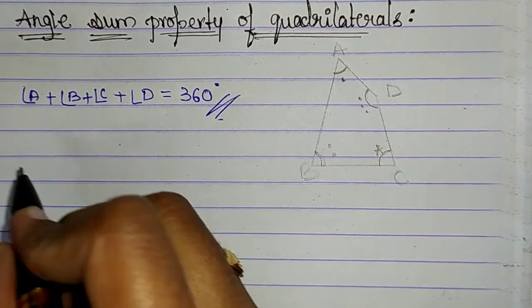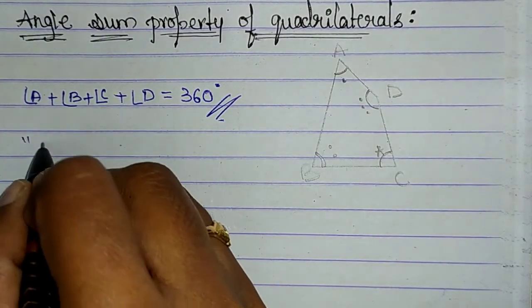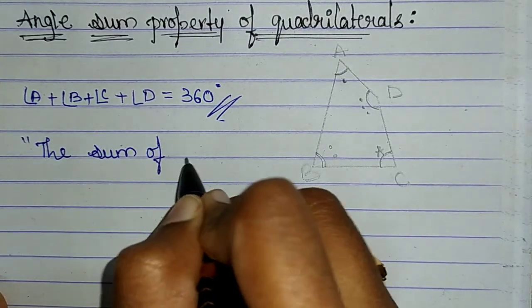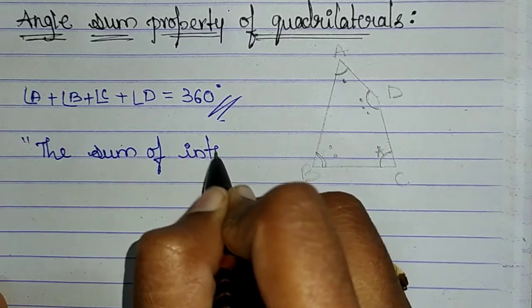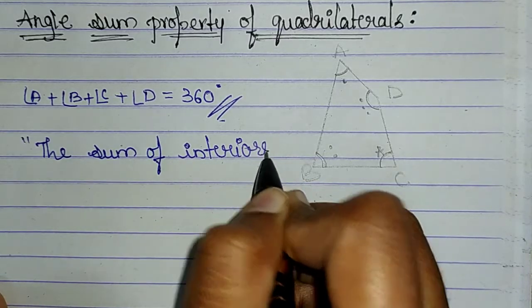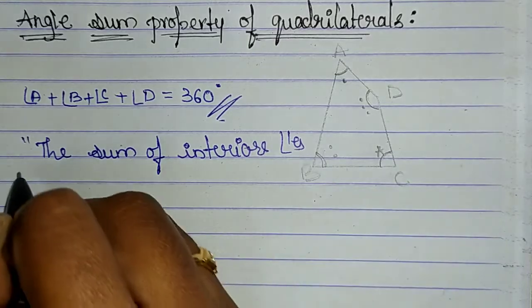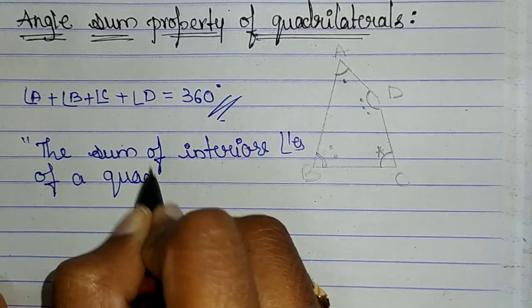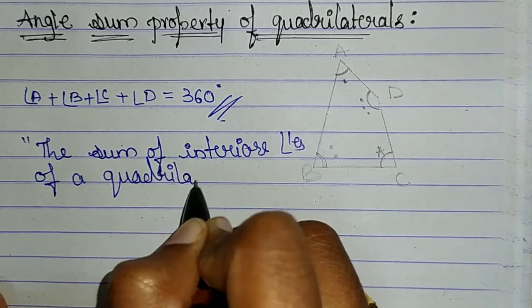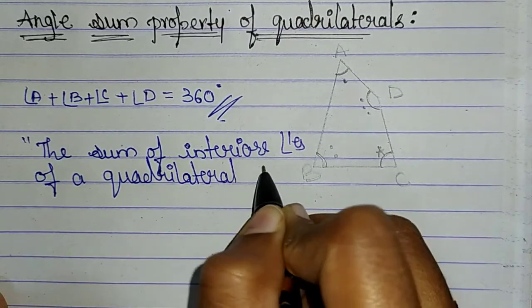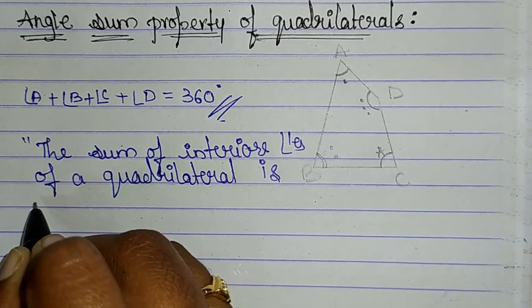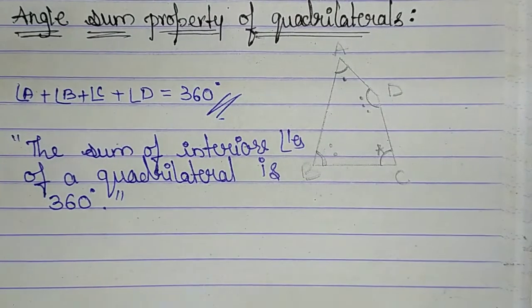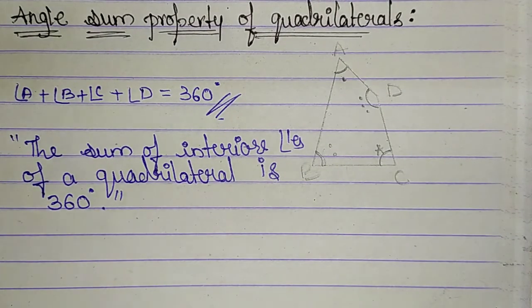So write in statements: the sum of interior angles of a quadrilateral is 360 degrees. This is the angle sum property of quadrilaterals.